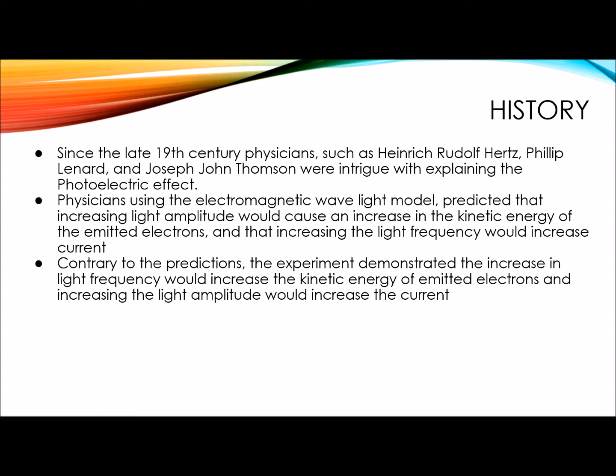Since the late 19th century, physicists such as Heinrich Rudolf Hertz, Philipp Lenard, and Joseph John Thomson were intrigued with explaining the photoelectric effect. Physicists using the electromagnetic wave-light model predicted that increasing light amplitude would cause an increase in the kinetic energy of the emitted electrons, and that an increase in light frequency would increase the current. Contrary to the predictions, the experiment demonstrated that the increase in light frequency would increase the kinetic energy of the emitted electrons, and the increasing light amplitude would increase the current.